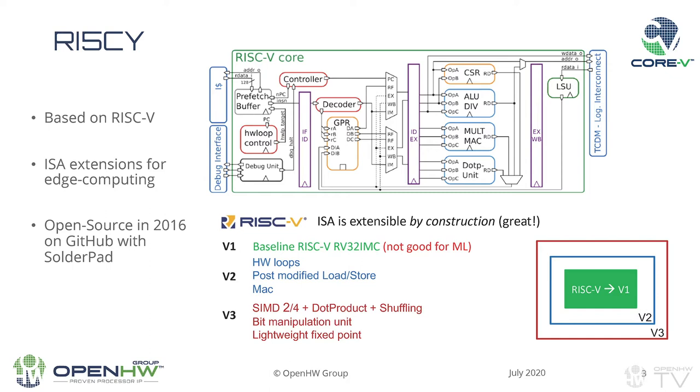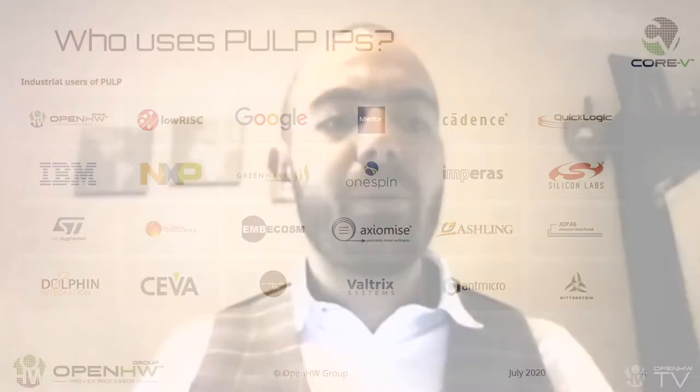Furthermore, it has been extended with custom extensions to achieve higher performance and energy efficiency in the typical IoT applications as the ones running on the edge computing devices. So we extend the core with bit manipulations, hardware loops, SIMD operations. The nice thing about PULP, as I said at the beginning, is its open source nature. And as PULP, all the IPs like RISC-V are open source with a very permissive license and available on GitHub.